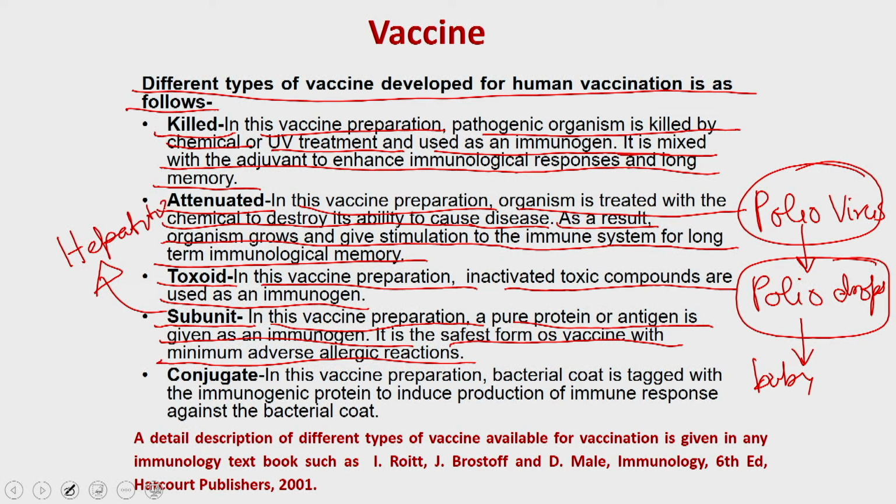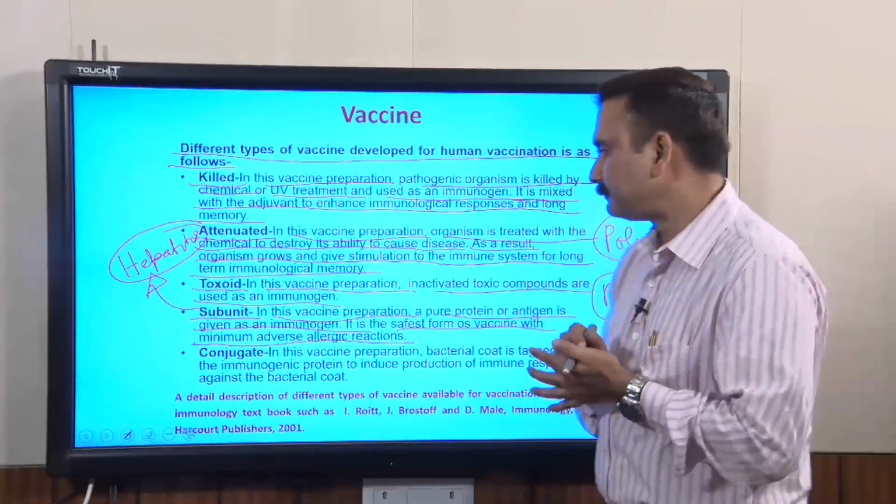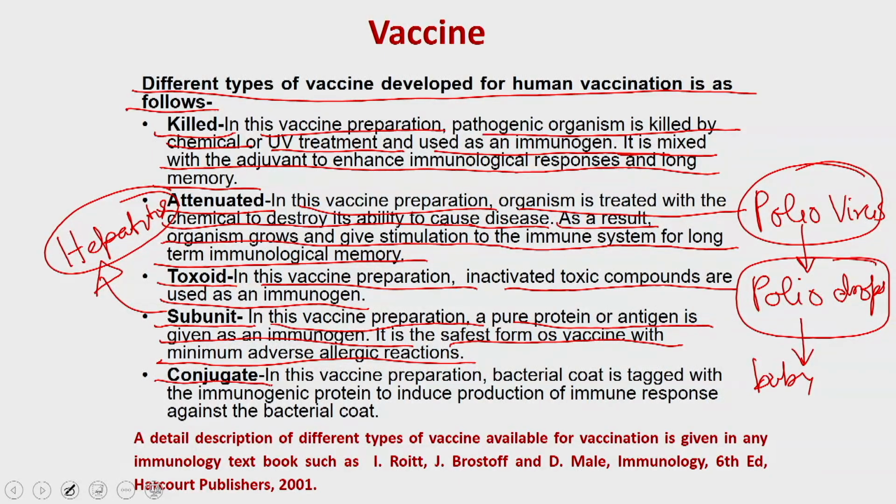The vaccine you use for hepatitis is the hepatitis surface antigen, which you have cloned using recombinant DNA technology and produced as a protein. You inject this surface antigen into human beings so that the body develops antibodies against it, and that is how you develop a robust immune response against the hepatitis virus. Then you have the conjugate vaccine. In this vaccine preparation, the bacterial coat is tagged with an immunogenic protein to induce an immune response against the bacterial coats.